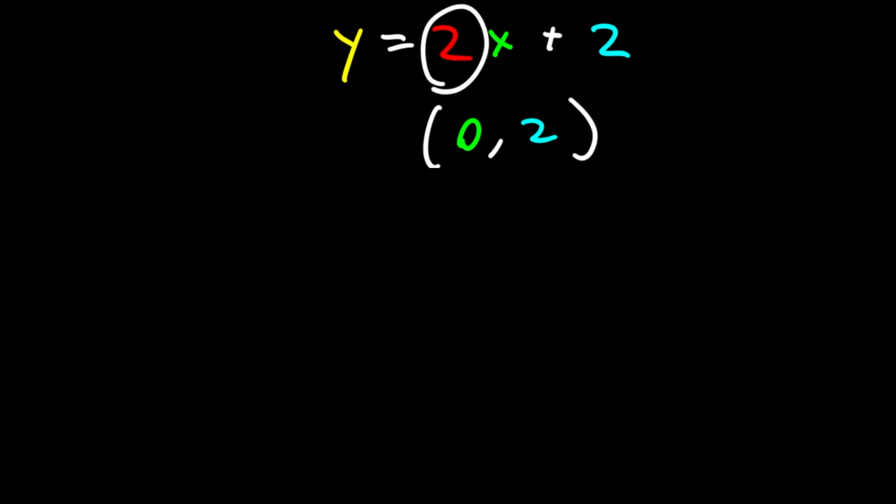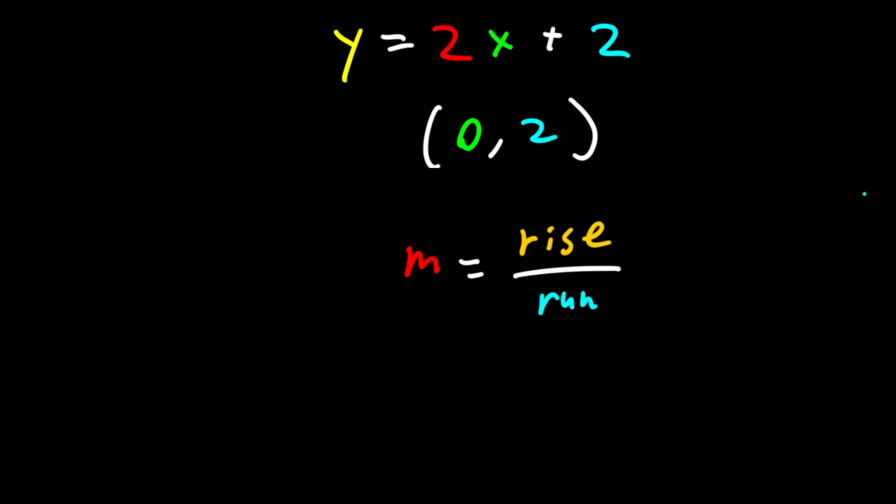Now the slope is 2. So let's use the rise over run formula. So rise over run equals 2. And we can rewrite 2 as 2 over 1. It's going to be the same thing. So now we know that for every x value we run 1 to the right, we're going to rise 2 units up. So now let's start graphing.